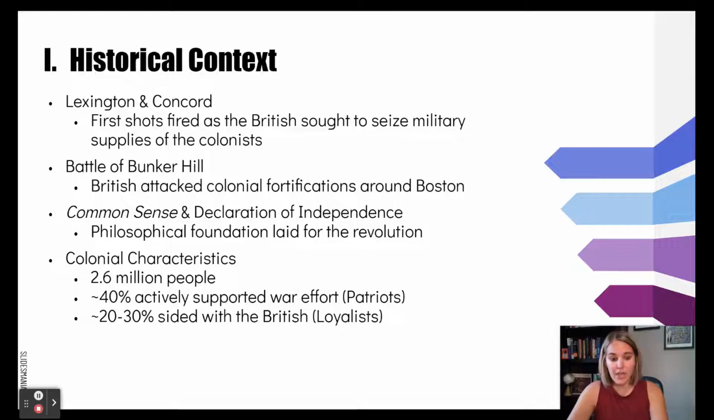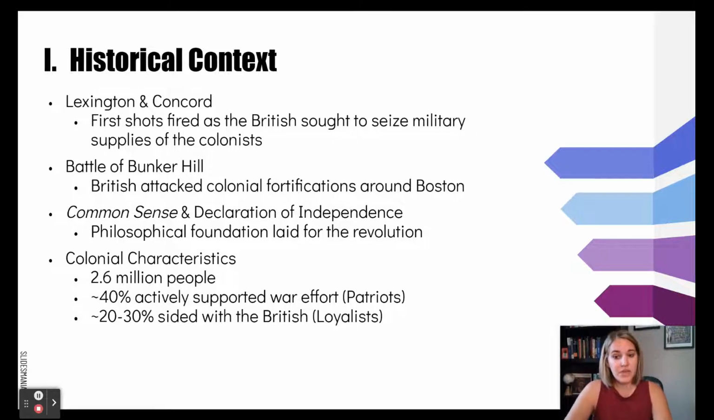Next comes the Battle of Bunker Hill, which actually happens on Breed's Hill, where the colonists had fortified some areas around Boston and the British attacked them there. Now, the colonial militia did have to abandon their fortifications. However, there were so many casualties to the British that it led to a lot of morale boost for the early colonial army. Then we see the publications of Common Sense and the writing of the Declaration of Independence. These are laying the philosophical foundations and are really important for convincing more Americans to support the patriot cause.